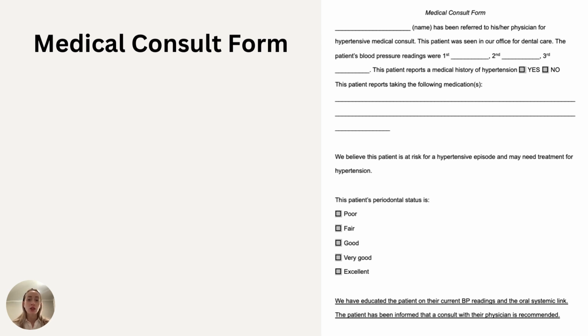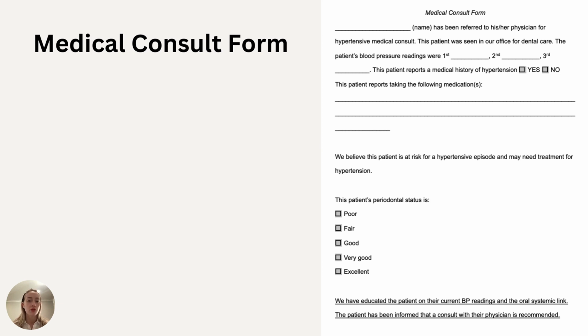It says this patient reports a medical history of hypertension. Check yes or no. So this would be if you know your patient is already diagnosed with it or not. And this patient reports taking the following medications. So you would input their medications here that they have provided to you.